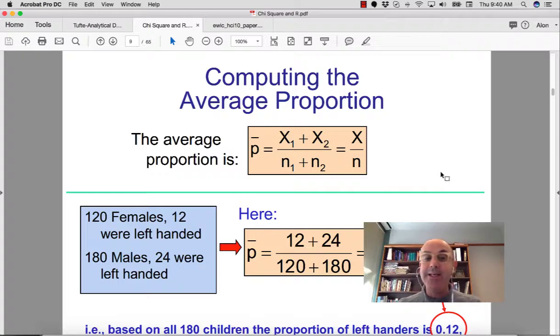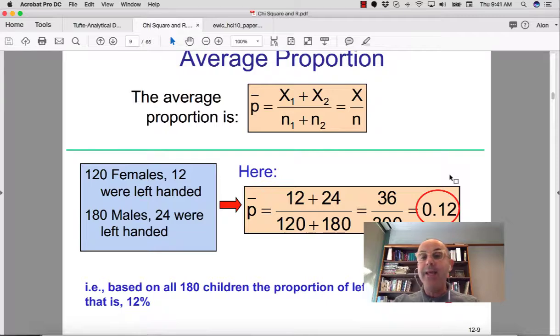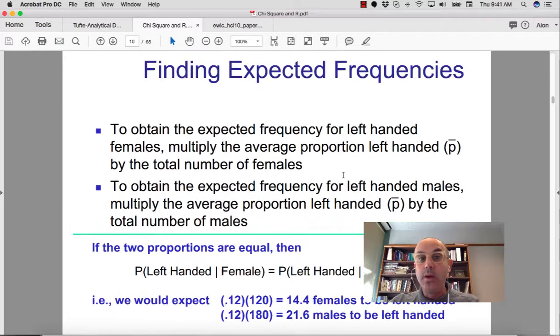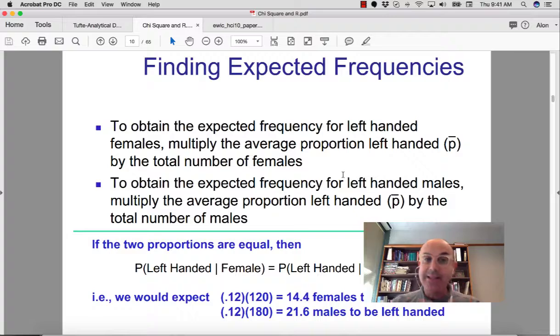So the idea here is that of 120 females, 12 were left-handed, and of 180 males, 24 were left-handed. So we add those together and, as a result, we get 0.12. Based on all 180 children, the proportion of left-handed is 0.12, or 12%. Okay. Now I hope that everyone understands what we are doing and has a clear understanding.